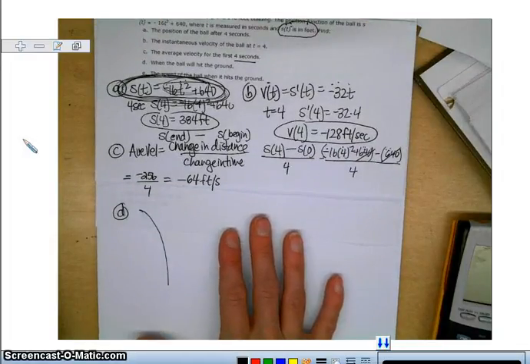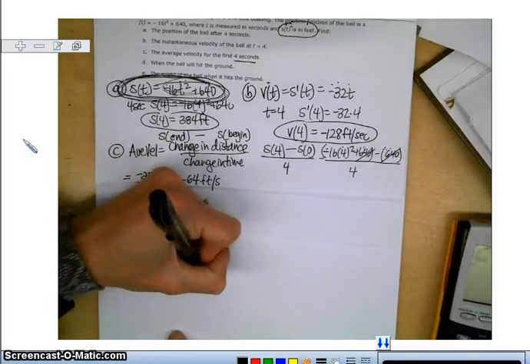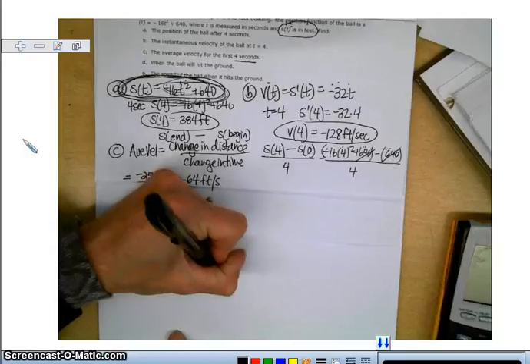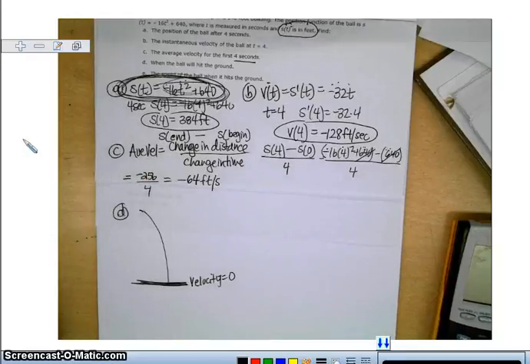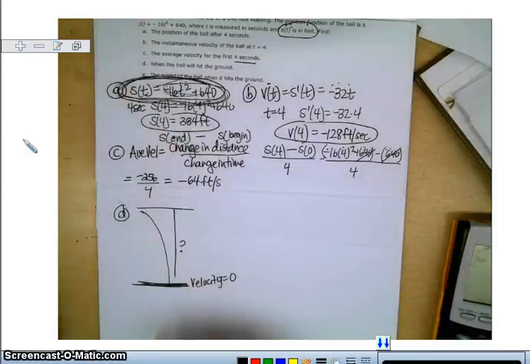Okay. So at the bottom, what is its velocity down here? Velocity is 0. So when it hits the ground, it's not going any speed. Does that make sense to you? Okay. How far has it gone? It's gone how many feet? 640. How do you know that it's gone 640 feet? Because the building is 640 feet tall. It says that in the problem. Okay.